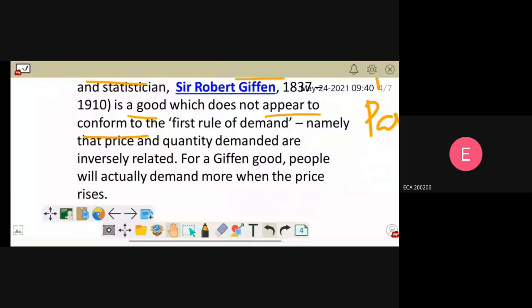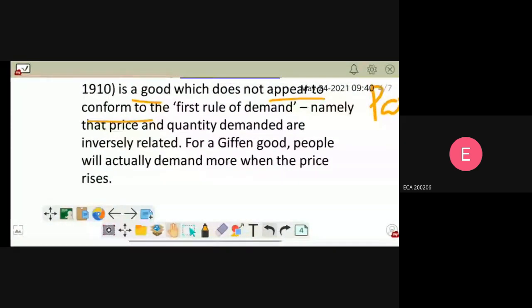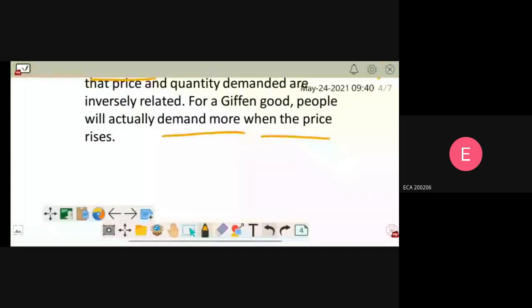But in Giffen goods, people actually demand more when the price rises. When the price of a given good rises, the quantity demanded also increases. This is known as paradoxical, just opposite of what we have studied. So let us see why Sir Robert Giffen gives such a paradox with the help of an example.